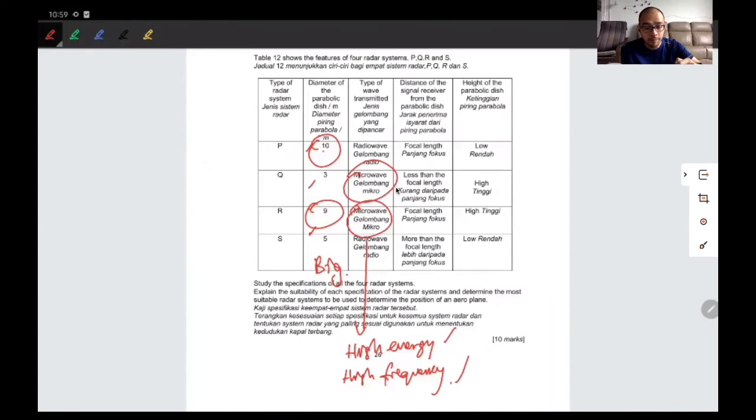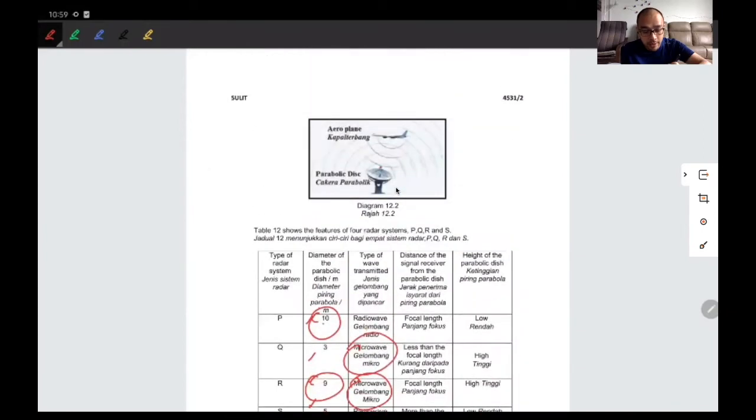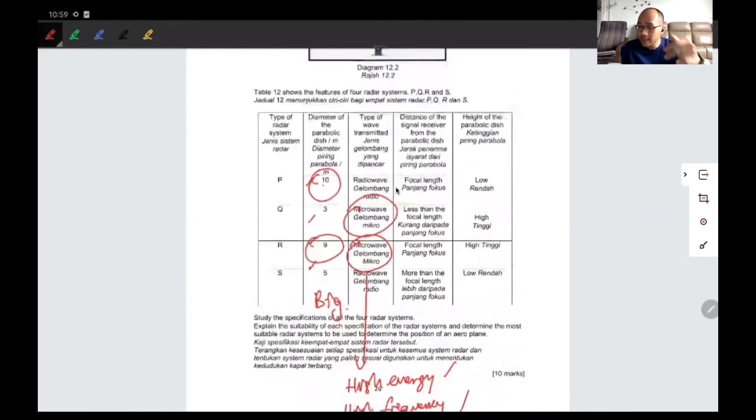Distance from the signal receiver to the parabolic dish. Same thing as just now. The signal receiver is here, this is the parabolic dish. So what should this distance be? Should it be the focal length or less than the focal length? Obviously, we want the focal length, for the same reasons as just now.